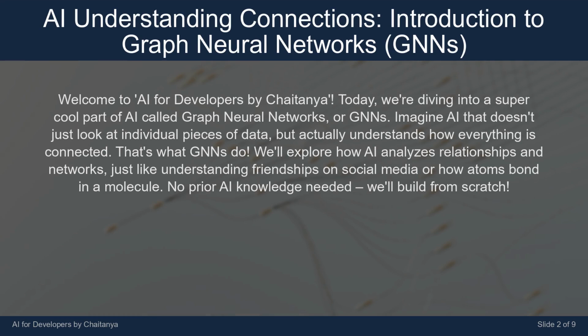Today, we're diving into a super cool part of AI called Graph Neural Networks, or GNNs. Imagine AI that doesn't just look at individual pieces of data, but actually understands how everything is connected. That's what GNNs do. We'll explore how AI analyzes relationships and networks, just like understanding friendships on social media or how atoms bond in a molecule. No prior AI knowledge needed, we'll build from scratch.